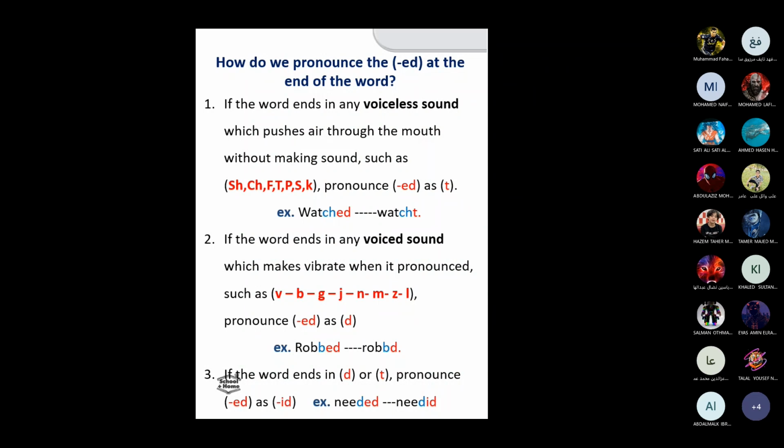So we have a pronunciation t, we have d, we have ed. You pronounce the t when you have a voiceless sound at the end before the ed. You pronounce it as d when you have a voiced sound before the ed. You pronounce it as ed if the word has a d or t sound at the end. Then when you add ed, you have to pronounce it as ed. Needed. Okay?